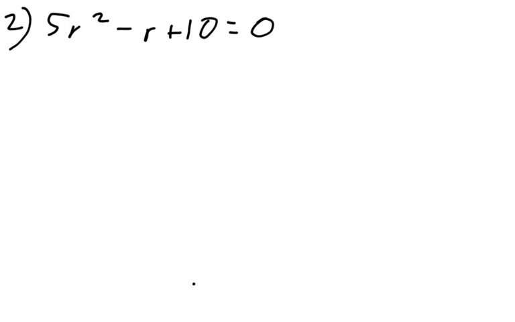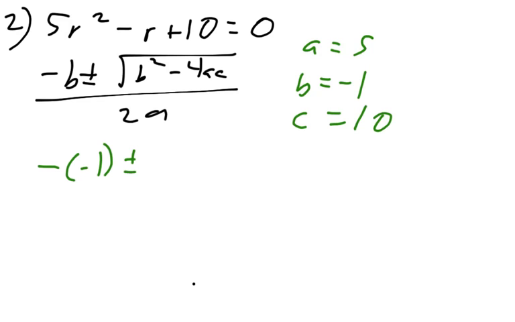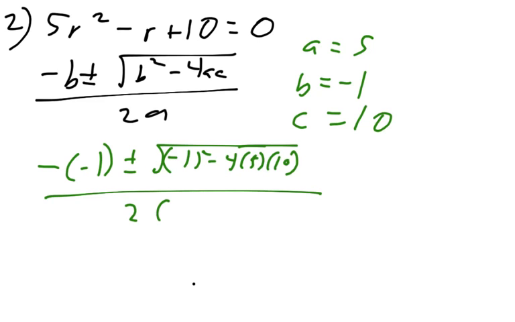Next, solve this using the quadratic formula. So you should already know it, since you used it a number of times. So in this case, A is equal to 5, B is equal to -1, C is equal to 10. Never include X's or R's or any letters in what A, B, and C are. So I got -1 plus or minus -1 squared minus 4 times 5 times 10, all divided by 2 times 5.